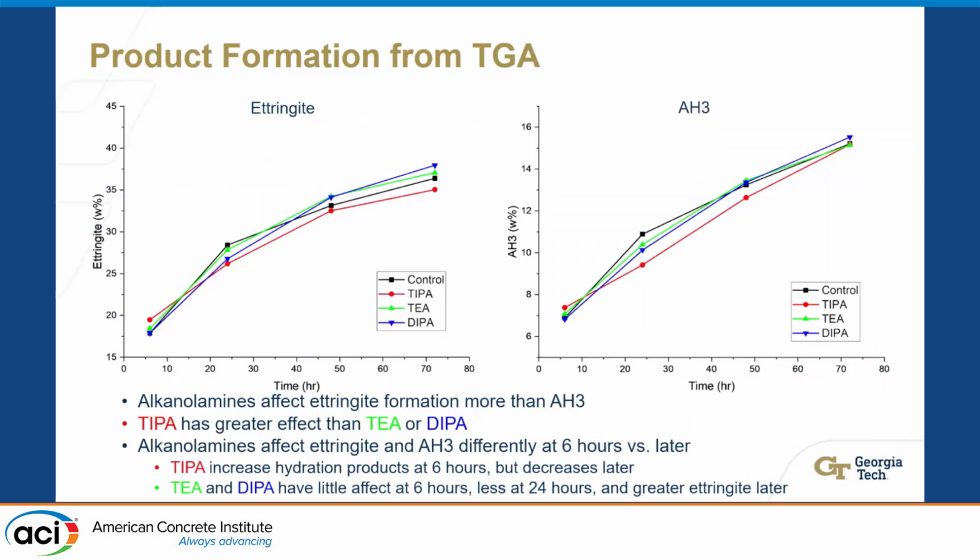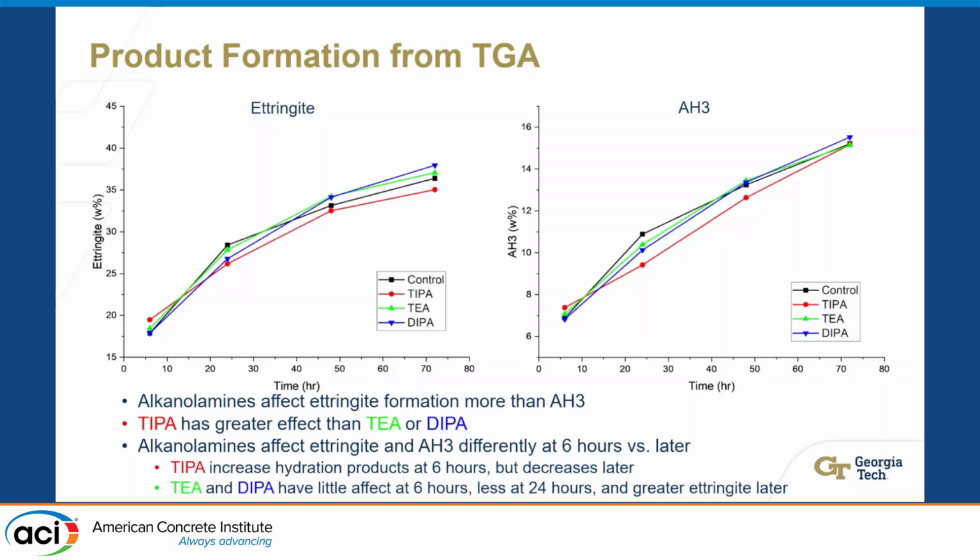So getting onto some TGA data, this is looking at almost the same data, except we're able to also see aluminum hydroxide on the right. We can't see that in the XRD because it's largely amorphous. And in general, if you have more hydration product, you'd have greater strength. So the alkanolamines affect the ettringite more than they affect the AH3 in this case. If we look at TIPA, it looks to have a greater effect than the TEA or DIPA containing samples.